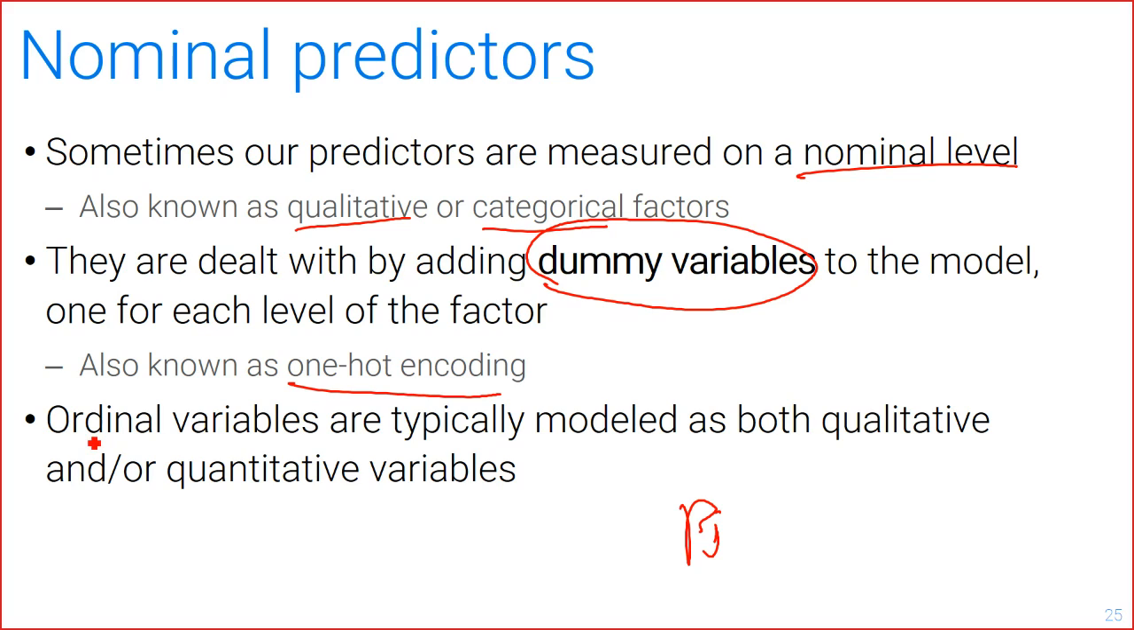And whenever we have ordinal variables, so something that is in between a numerical variable and a categorical variable, what we typically do in a regression model is model them as both numbers and categorical variables. So whenever we have an ordinal variable, normally you include the number and the category in the model, so that the predictor acts both as a category and a number.